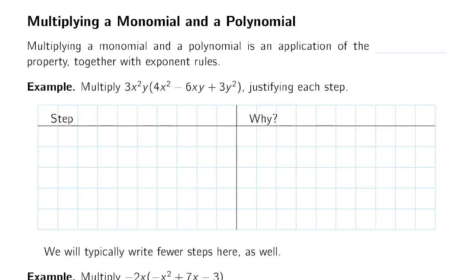Before we try to multiply two polynomials, let's try multiplying a monomial and a polynomial. We already know how to multiply monomials. That's just a matter of rearranging the factors. Multiplying a monomial with a polynomial is just an application of the distributive property together with the exponent rules.